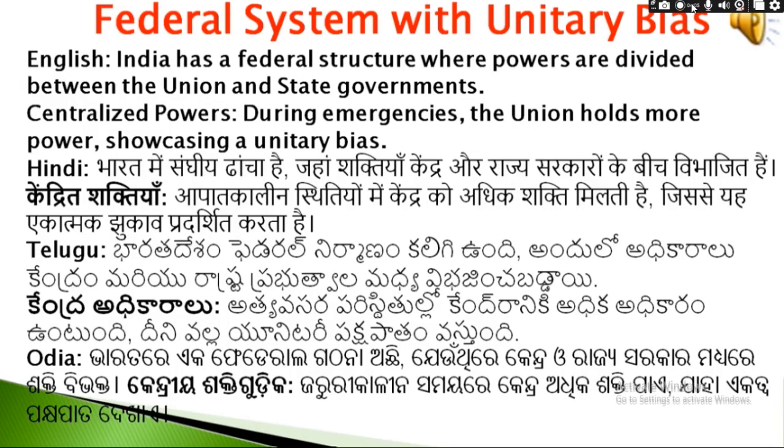Federal system with unitary bias. India has a federal structure where powers are divided between the union and state governments. Centralized powers: during emergencies, the union holds more power, showcasing a unitary bias.